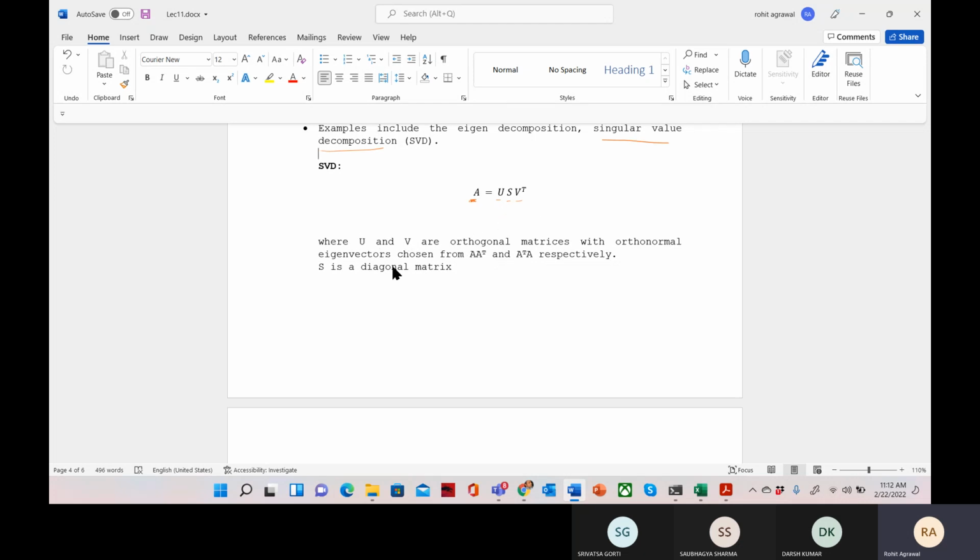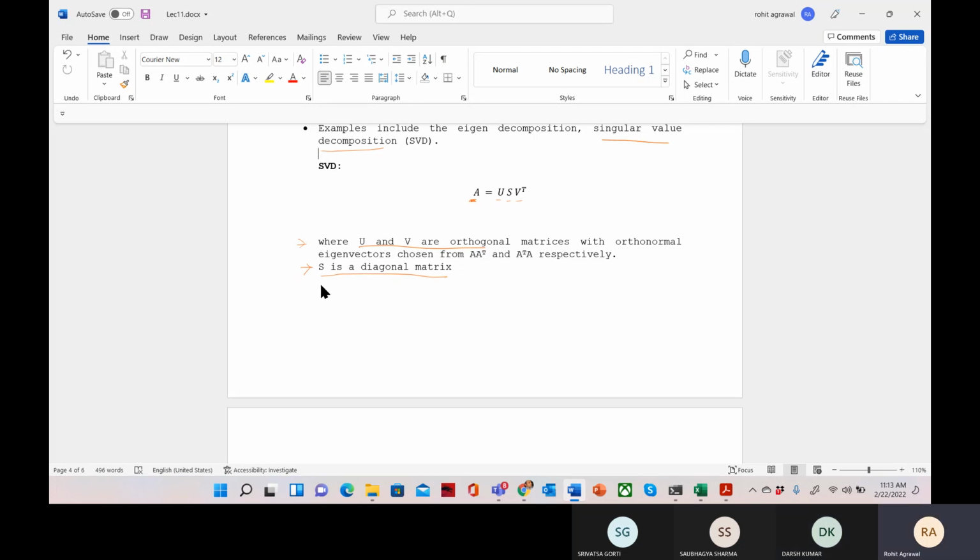S is the diagonal matrix, and U and V are the orthogonal matrices. I think all these are new terminology for you. Orthogonal matrix. Am I right?